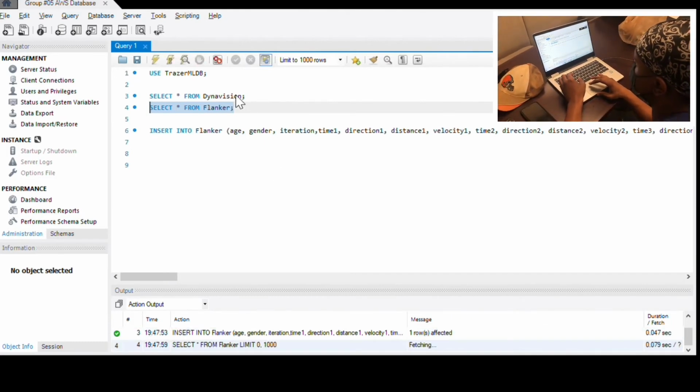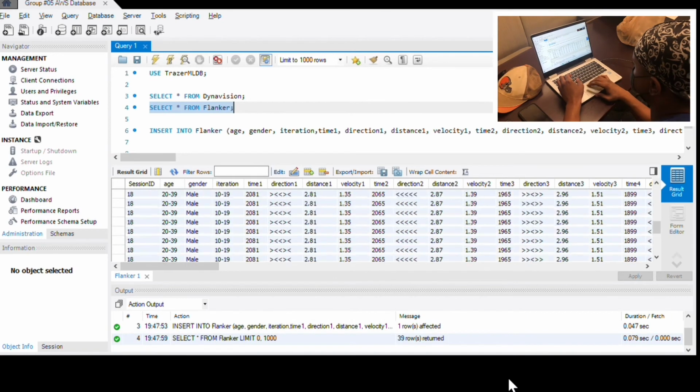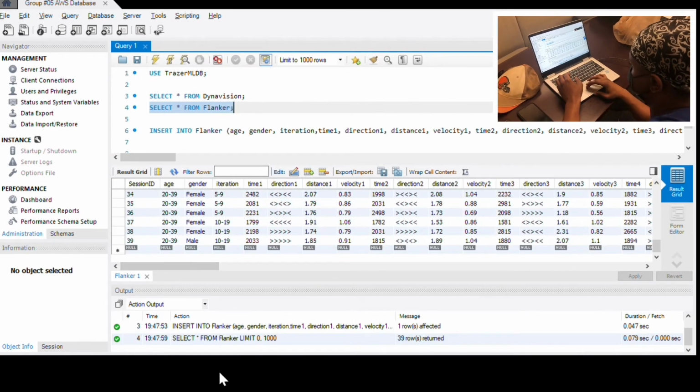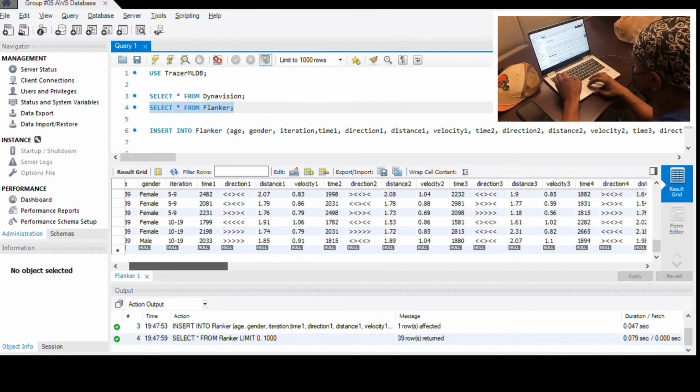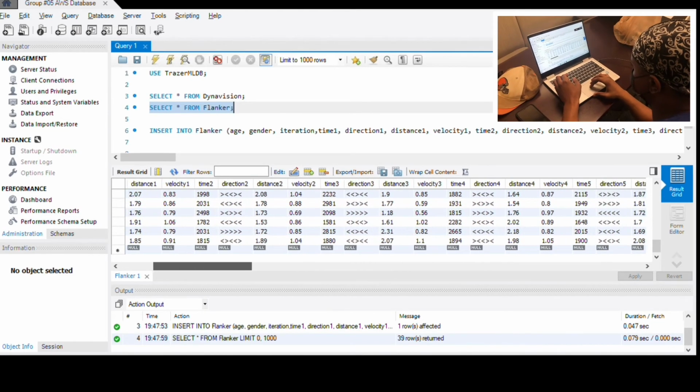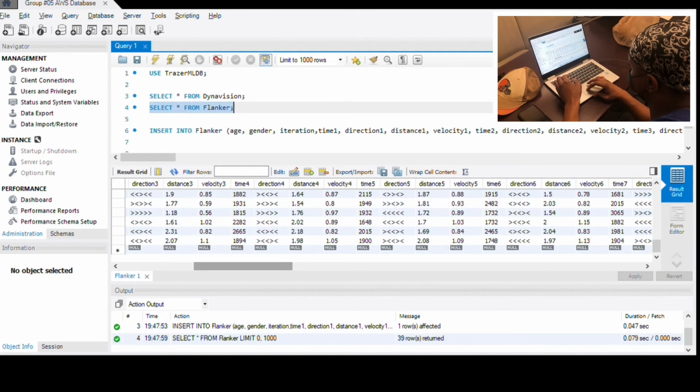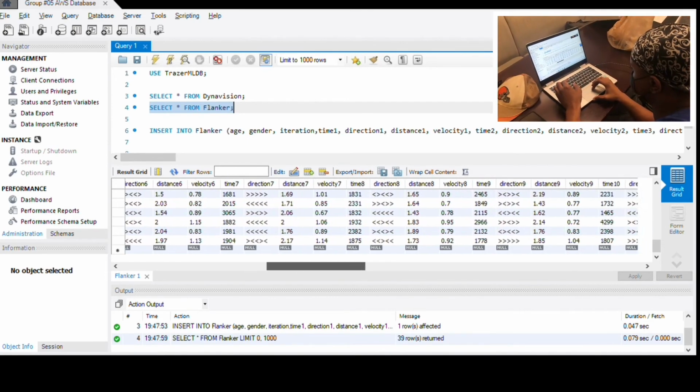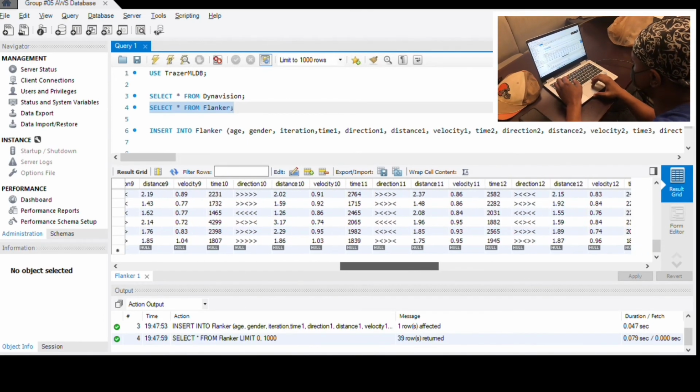We're going to actually pull up the entire table, and we can see all the data that we've collected so far. And you can see that final entry. That was Mike Vieda's performance in the flanker activity. You can see, again, his demographic information. You can see the prompts he was given, the velocity that he had for each of those iterations, the time, distance, all those good metrics.